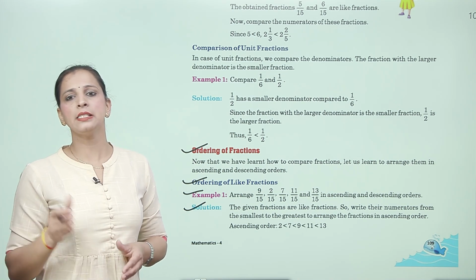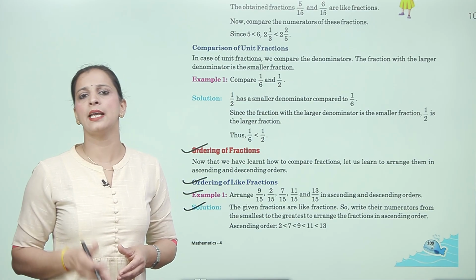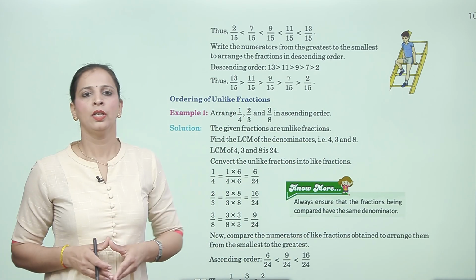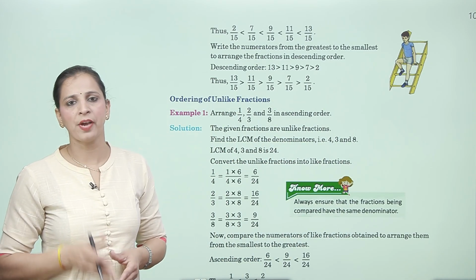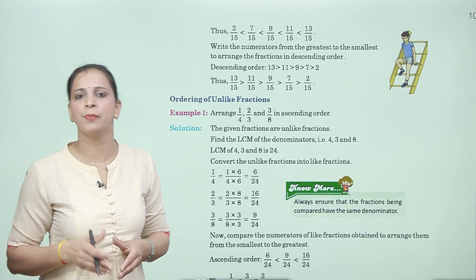the greatest to arrange the fractions in ascending order. Ascending order is 2 is less than 7 is less than 9 is less than 11 is less than 13. Thus 2 by 15 is less than 7 by 15 is less than 9 by 15 is less than 11 by 15 is less than 13 by 15.